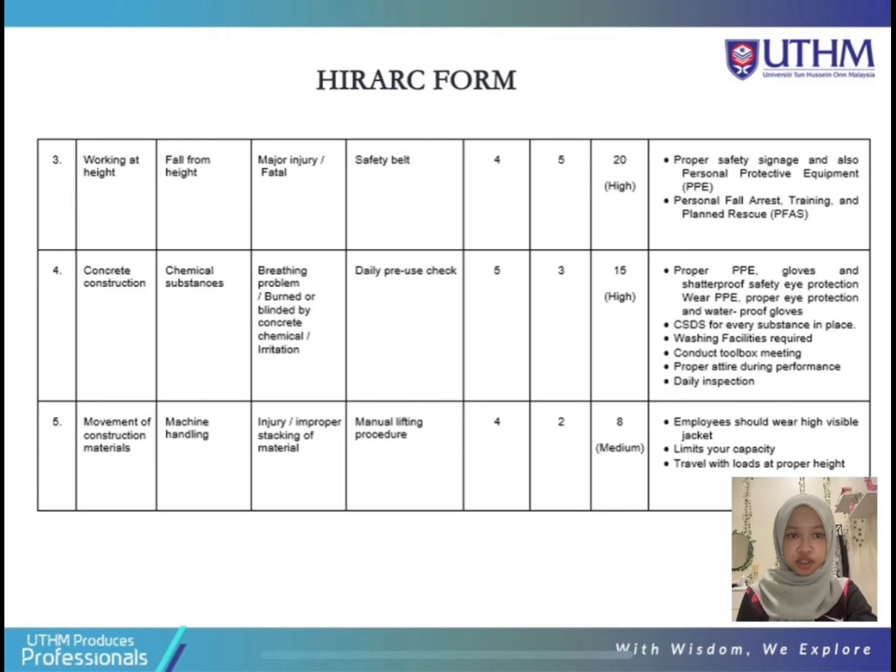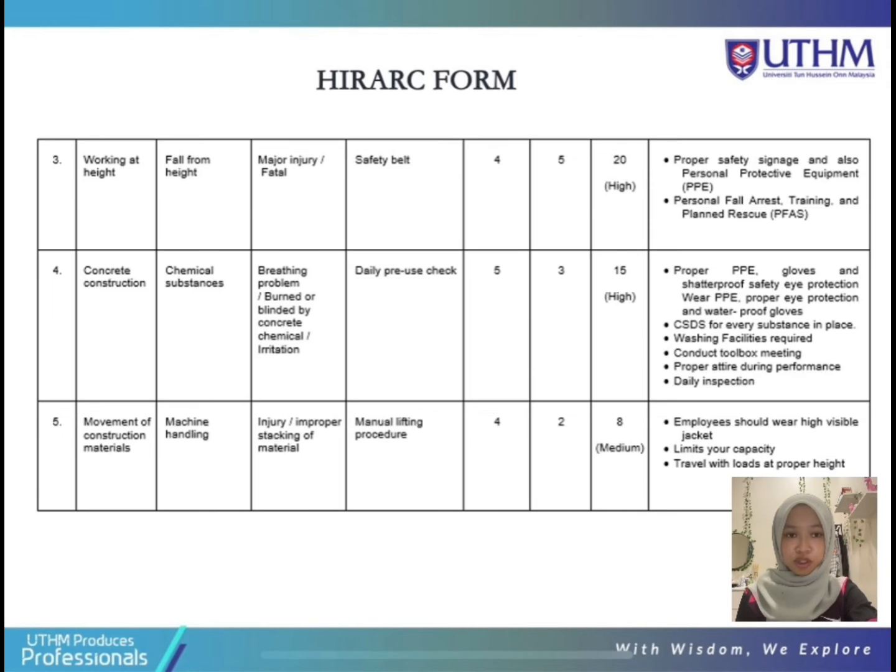Number 4 is concrete construction. The hazard is chemical substance, and the effect is breathing problem, burn, blinding by concrete chemical, or irritation. The existing risk control is daily pre-use check, and the risk analysis we get is 15, which is high, and the risk control is proper PPE.